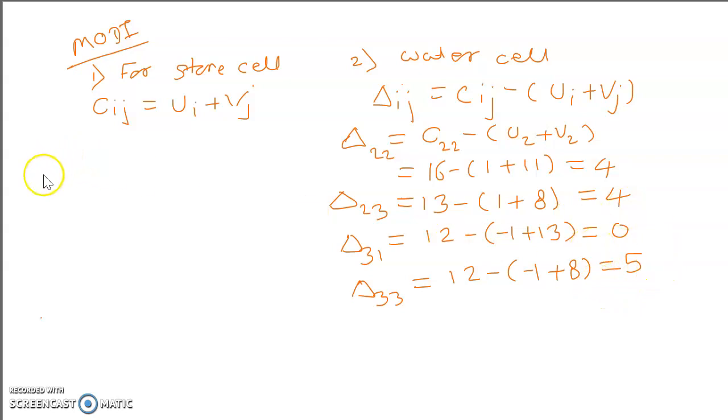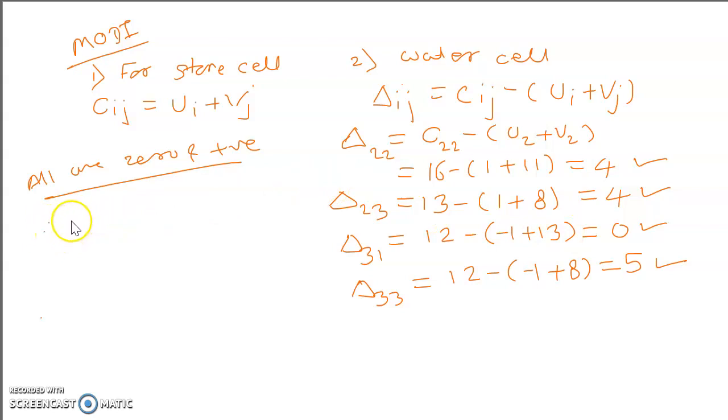So right now all deviations are 0 and positive. You just check. This is 4, positive, this is 0 and positive. If all deviations are 0 or positive, then the solution is optimum. So whatever solution we have, this solution is optimum. And once the solution is optimum, then calculate the minimum transportation cost.